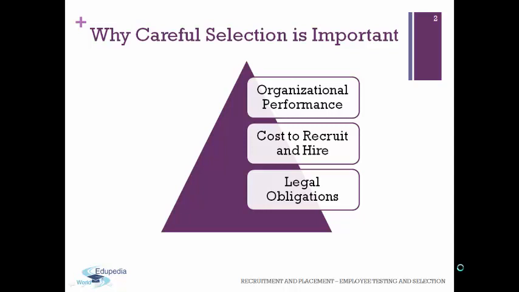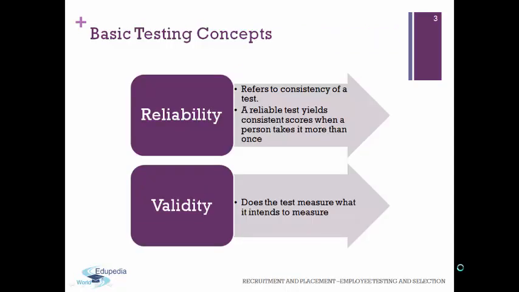Moving on, basic testing concepts, right? So before we have a look at the various types of tests that we can perform to select the right candidate, let's understand the difference between these two terms, which is reliability and validity. So reliability is a test's first requirement, and that refers to the consistency of a test. And how do you know a test is reliable, right? The test that you're using as an organization, you need to ensure that it has consistent scores when a person takes it more than once.